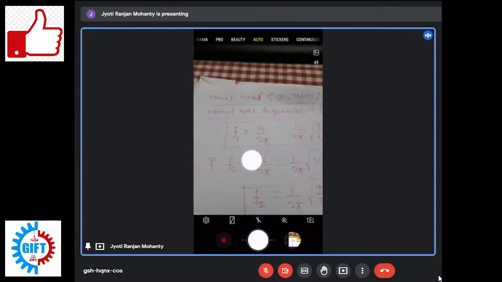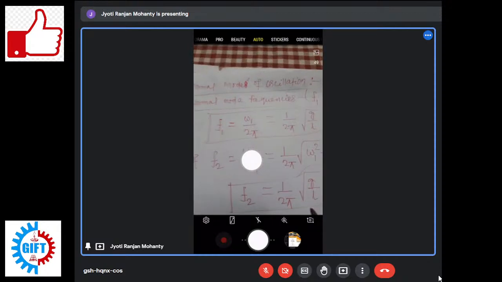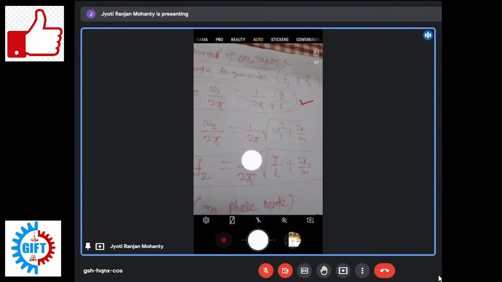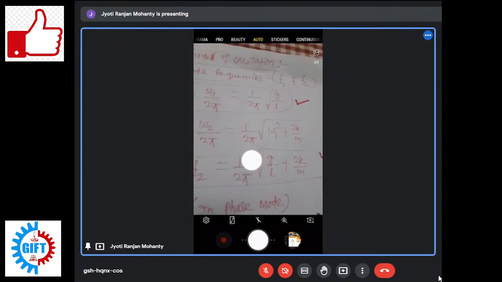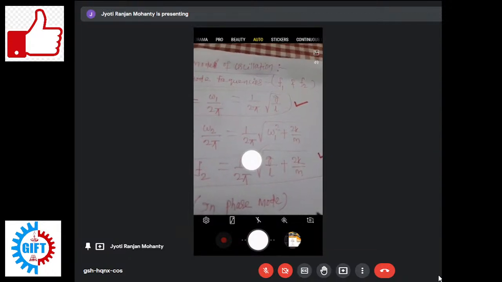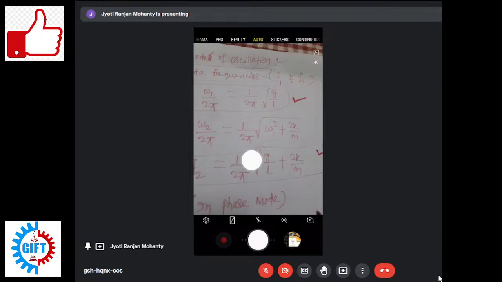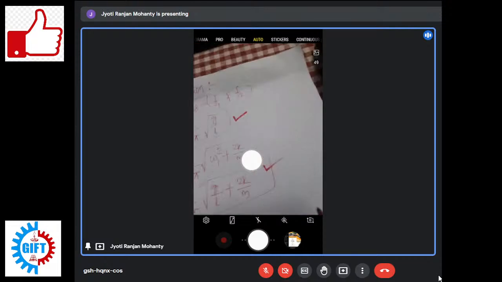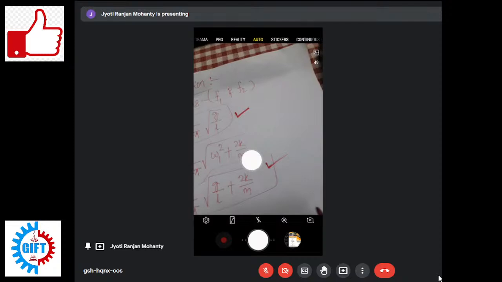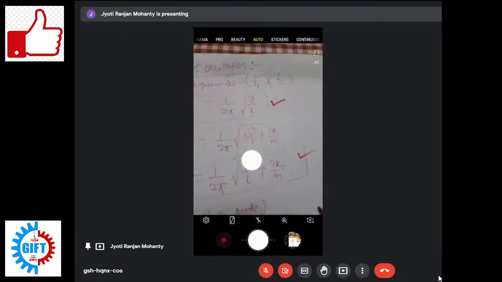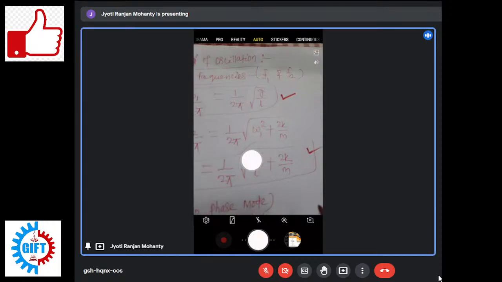Define normal mode frequency. Is everyone done? Look at the right side. F1 is equal to omega 1 by 2 pi, equal to 1 by 2 pi times the square root of G by L. Next, F2 is equal to 1 by 2 pi times the square root of G by L plus 2k by m.